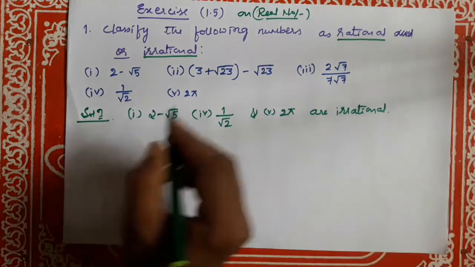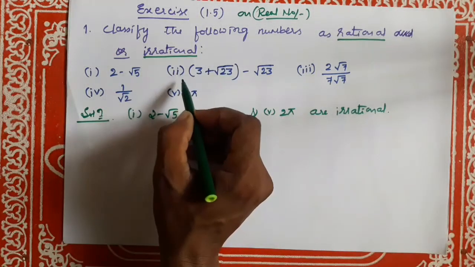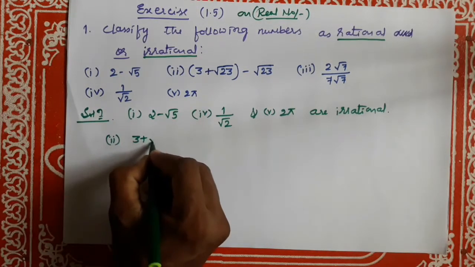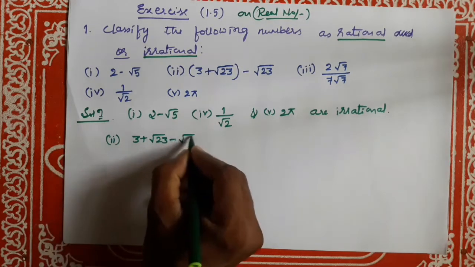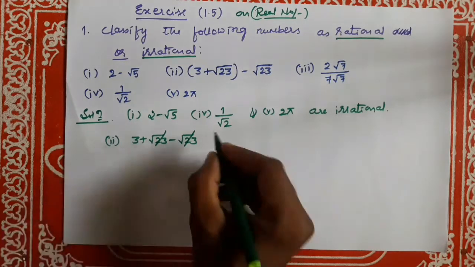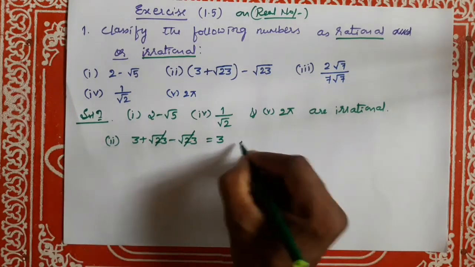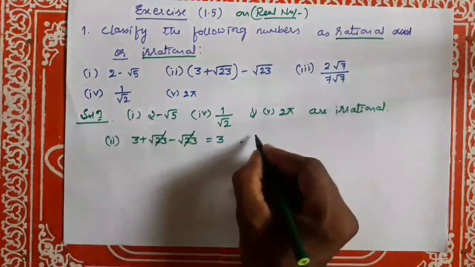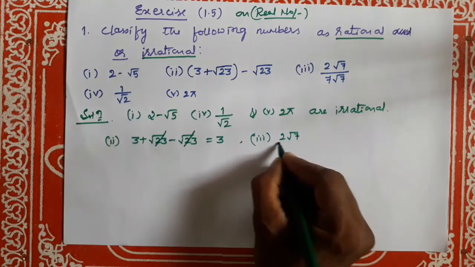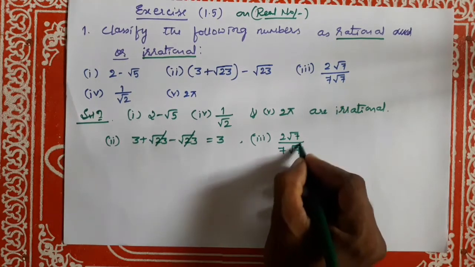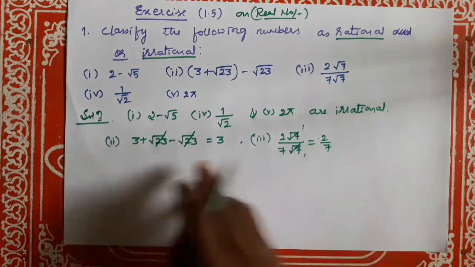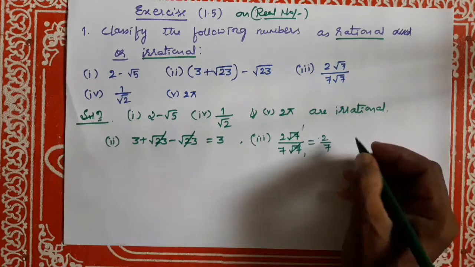Next, second one, 3 plus root 23 minus root 23. Root plus and minus will get cancelled. 3 is remaining, so it is equal to 3. Next, third one, 2 root 7 divided by 7 root 7. Root 7 will get cancelled, leaving 2 by 7. These two are rational.